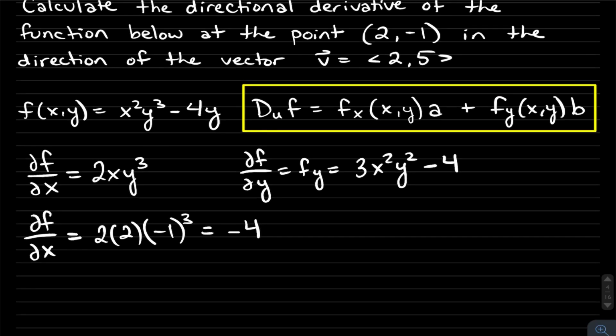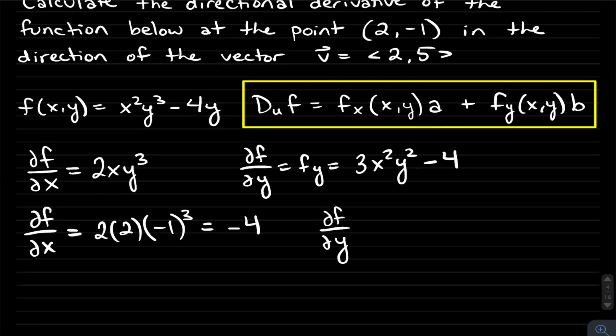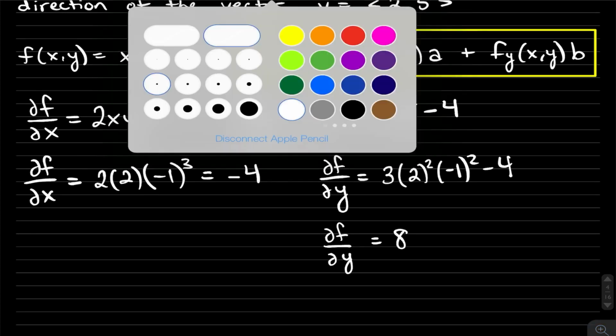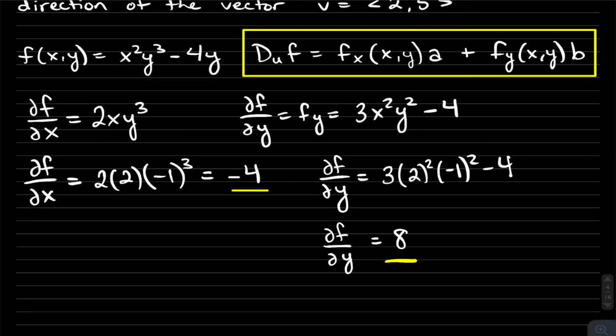Okay, and next we have the partial derivative with respect to y at (2, -1), and that will give us 3 times 2 squared times -1 squared minus 4. And that right there is going to be, well, let's see, 3 times 4 is 12, 12 times 1 is 12, and then minus 4 is 8. Okay, so let's underline those two partial derivatives because those will be important for later, because those are what we plug into the formula.